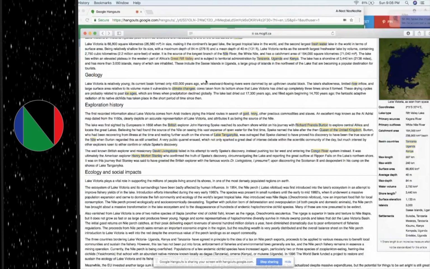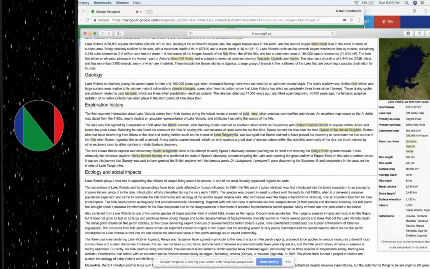All right. So if we read on, you'll see it says that when westward flowing rivers were damaged by the upthrown crustal block. So that means that now there's a blockage taking place between the crust and the mantle. So the crust kind of like dries up and stops it from flowing again. All right. The lake's shallowness, limited river inflow and the large surface area relative to its volume, make it vulnerable to climate changes. Cores taken from the bottom show that Lake Victoria has dried up completely three times since it formed. These drying cycles are probably related to what?